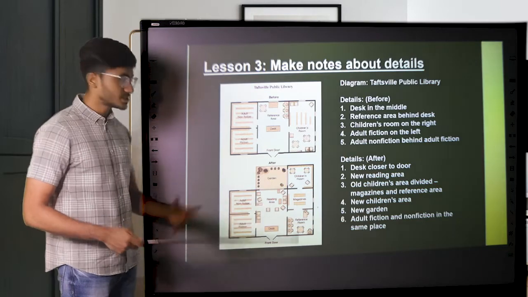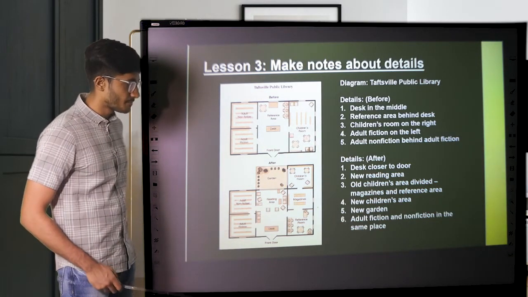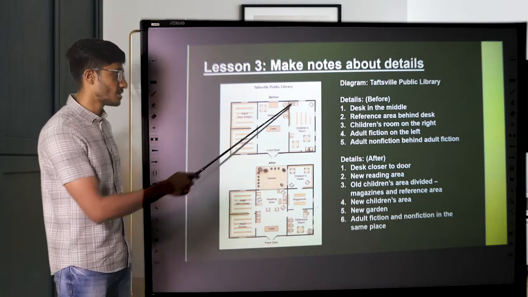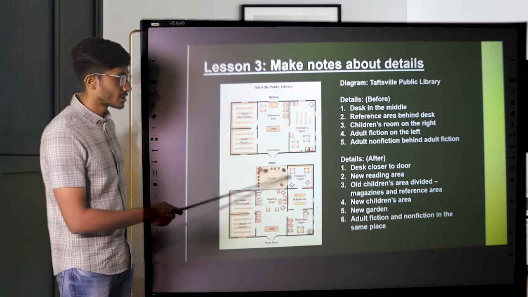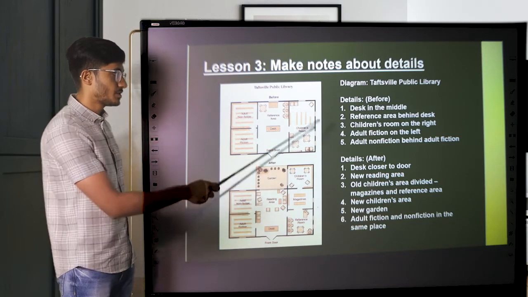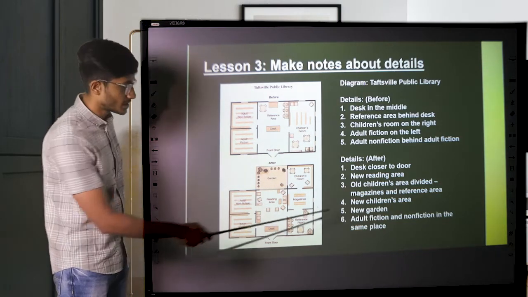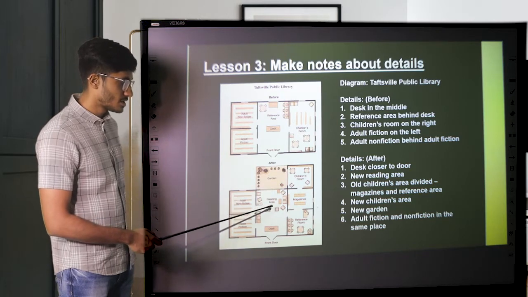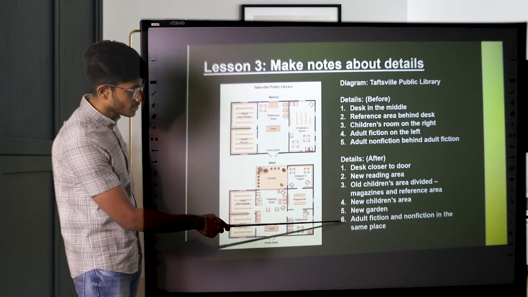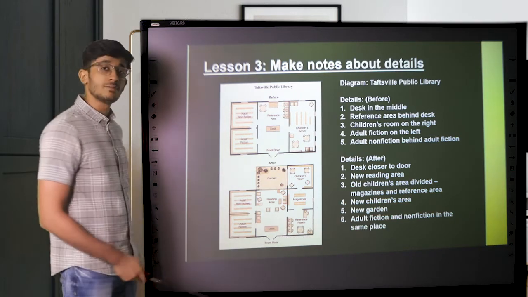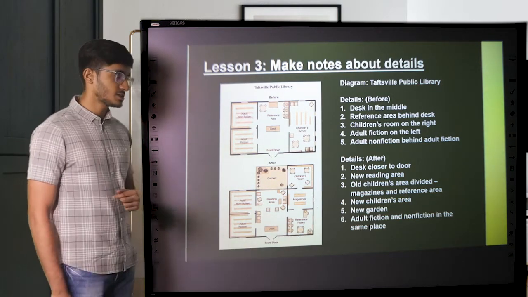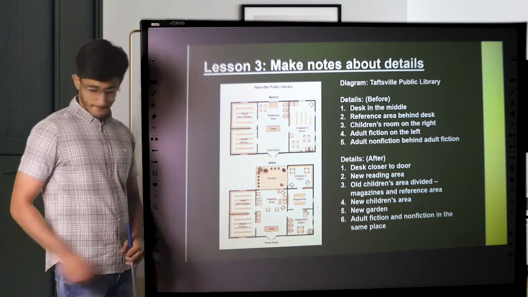And what are the new additions? It's the magazines and the reference area. Then you can say the new children's area. So previously the children's area was here, but now the children's area is on the corner. Then you can say that a garden has been added. In the previous scenario, there was no garden, but here we have a new addition, which is the garden, which is across the reading area. Then you can look at the adult fiction and the non-fiction are in the same place. So a lot of things have changed, but not everything. So you can say that the adult fiction and the non-fiction are in the same place.